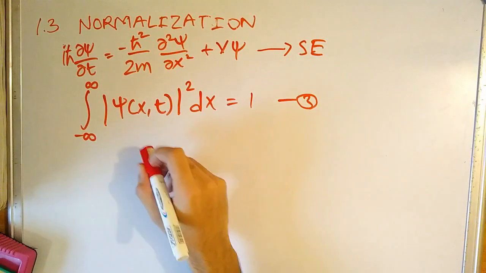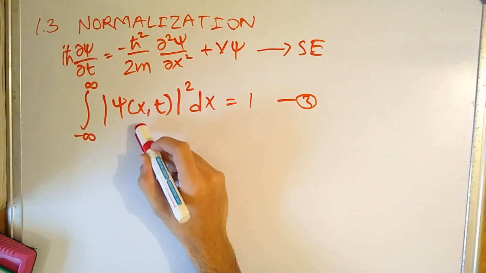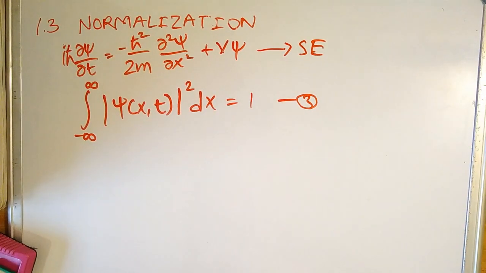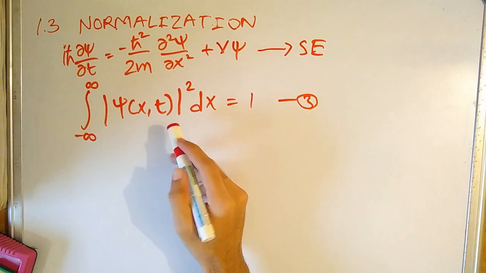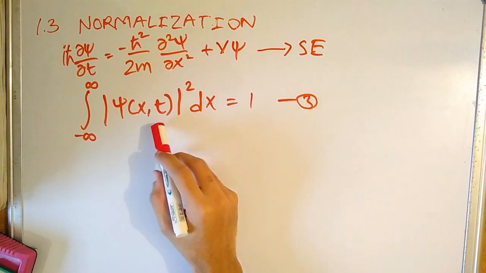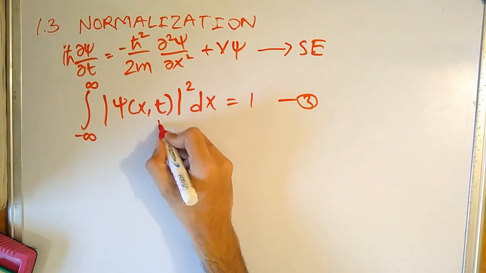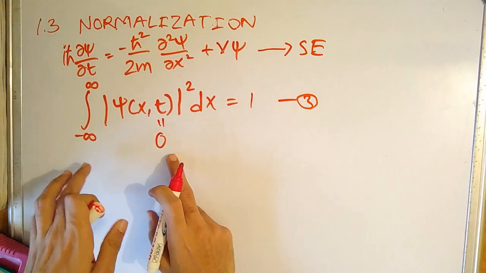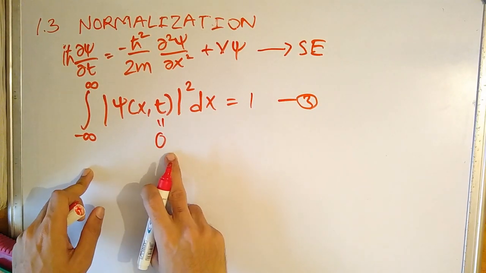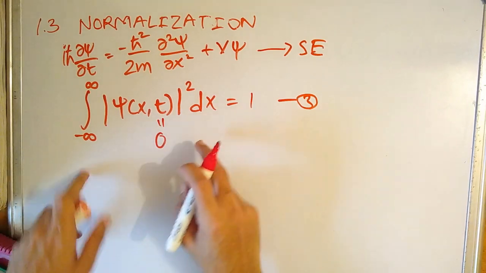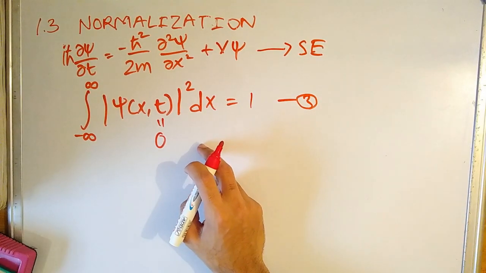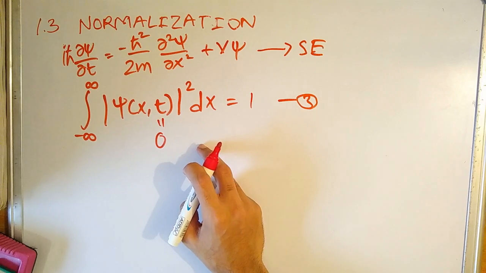So the wave function here is a function of both position and time. So as time changes, the wave function also changes. If we have normalized the wave function at time t equal to 0, how do we make sure that it will stay normalized for any given point of time? We can't just keep normalizing the wave function for every point in time.